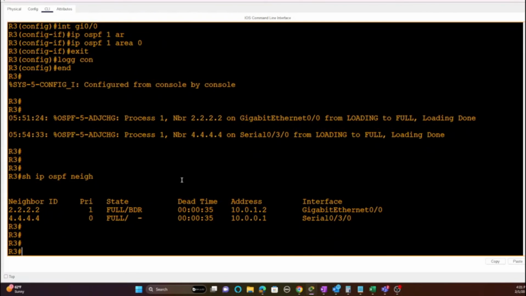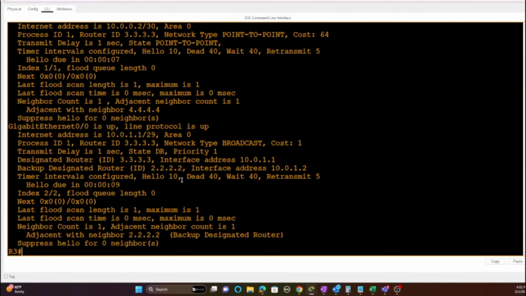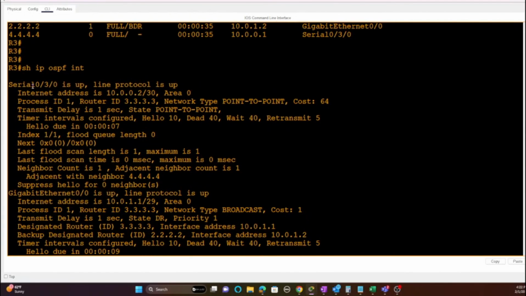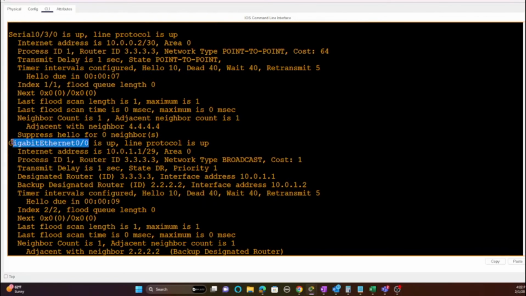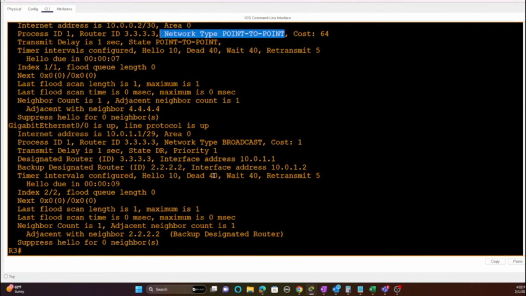All right. So again, we could do show ip ospf interface to see all the OSPF speaking interfaces. You see the difference here. We have two OSPF speaking interfaces, serial 0/3/0 and the gig 0/0. Again, the same information is being shared here. This is my IP address. This is my router ID. But here, my network type is broadcast, where here my network type is point to point. And again, you've got your hello and dead intervals and all of that good stuff.